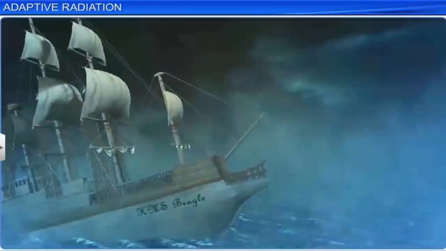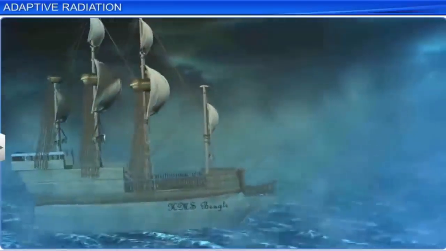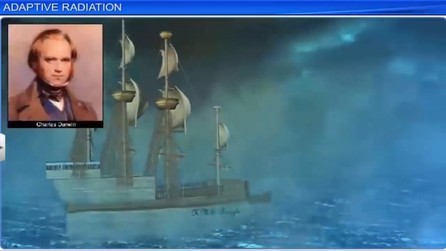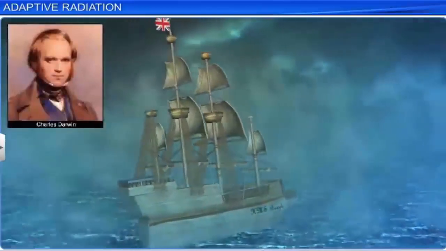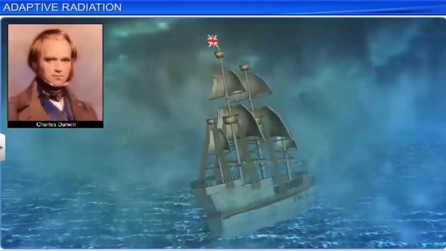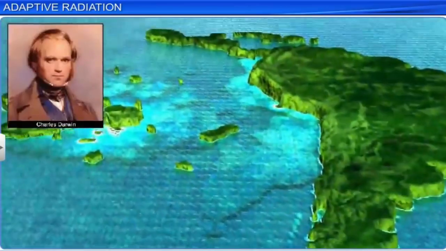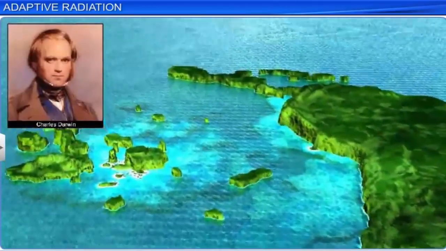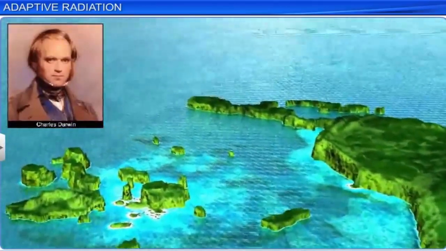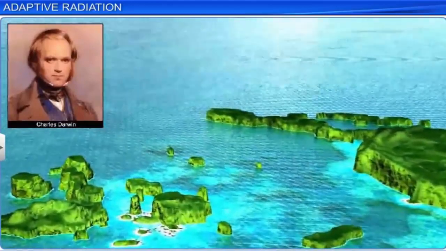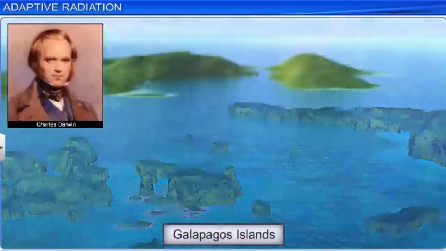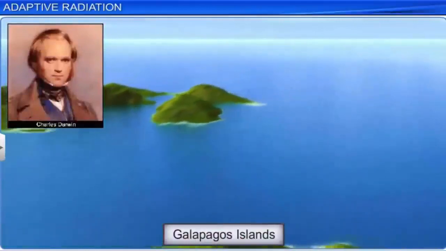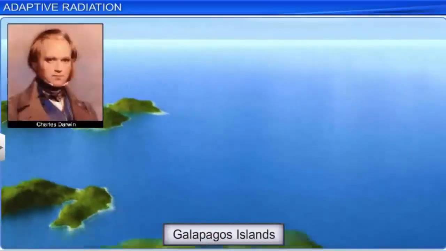During his long expedition on the HMS Beagle, Charles Darwin carried out several interesting studies on the geology of different places. One of the observations crucial to his theory of evolution was made by him on the Galapagos Islands, which are near the equator in the Pacific Ocean.